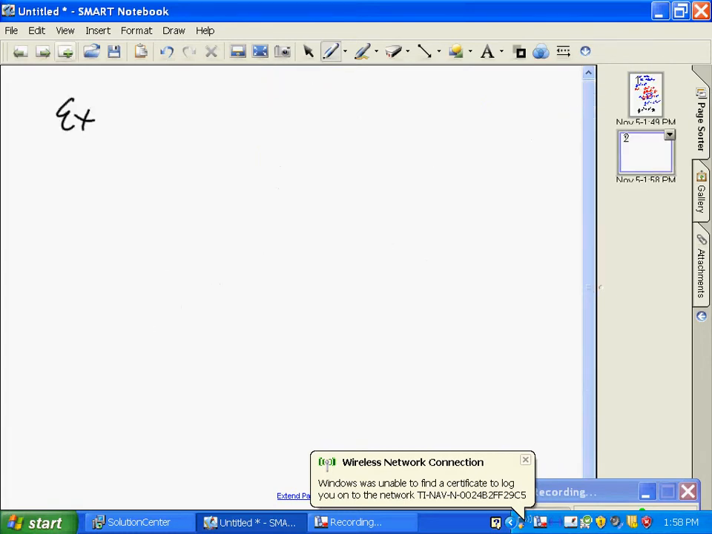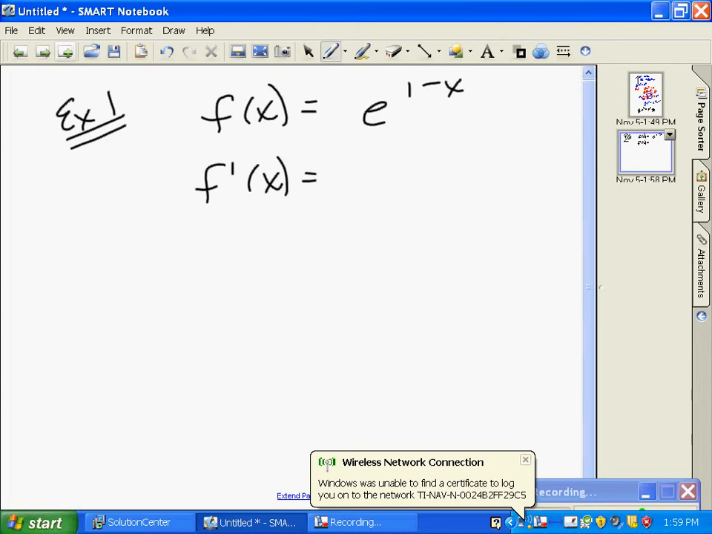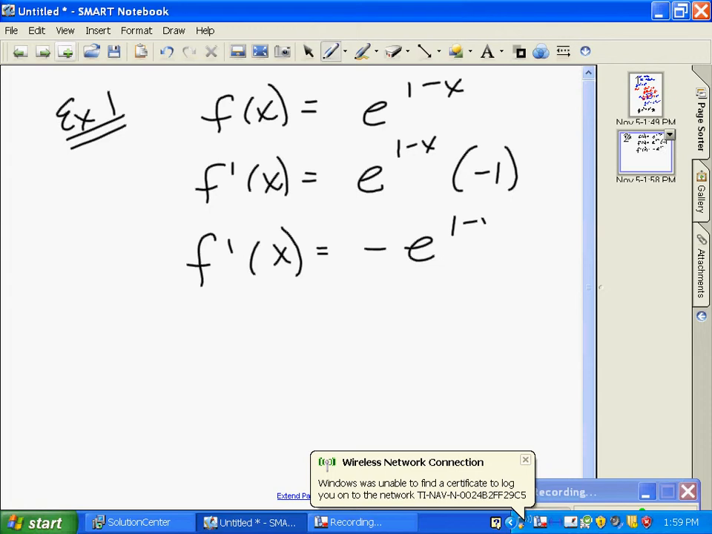Example 1, I have f of x equal to e to the 1 minus x. So f prime of x, the derivative of e to the u is going to be e to the u, so you just write it down just like what you see it, times the derivative of the exponent. The derivative of that exponent just happens to be negative 1. I like to rewrite this because I like having the negative in front: negative e to the 1 minus x.